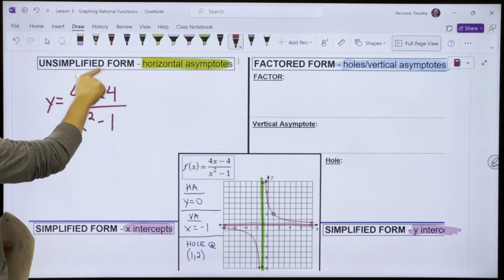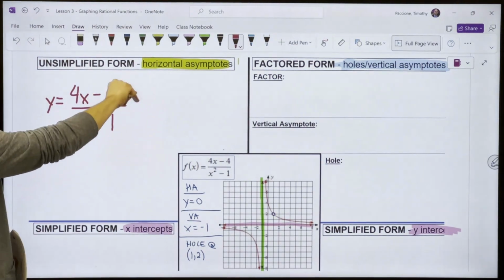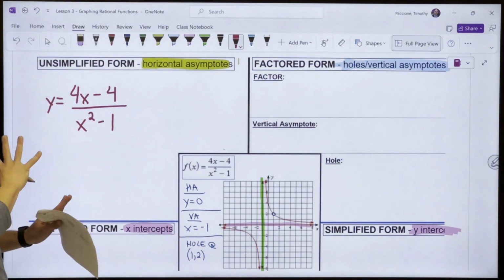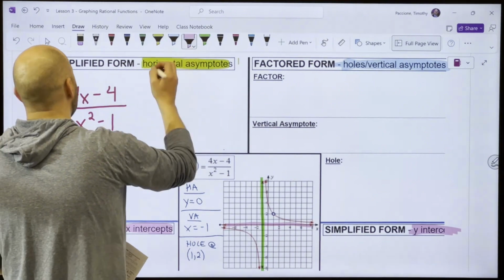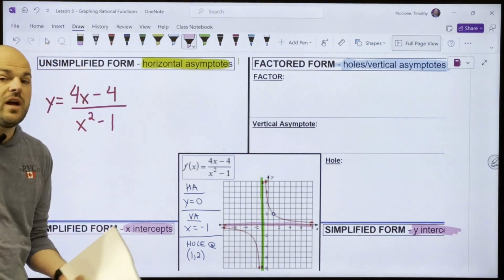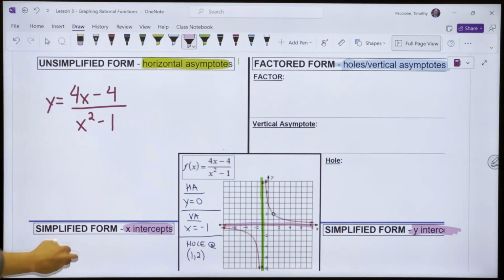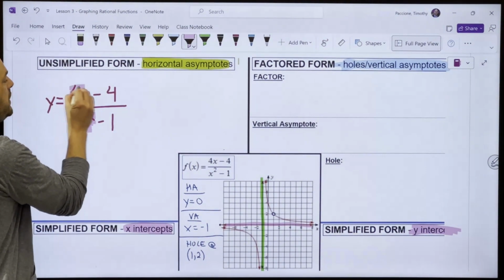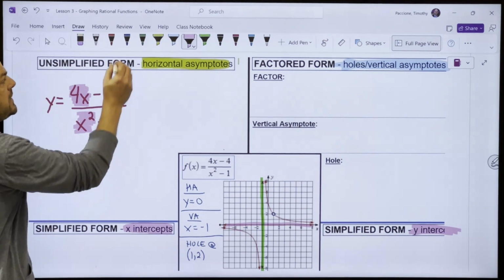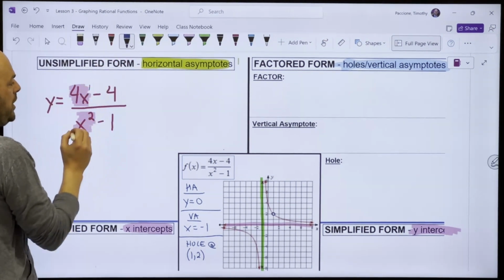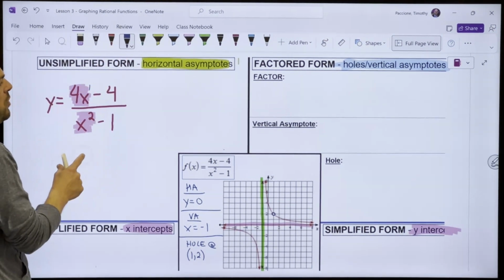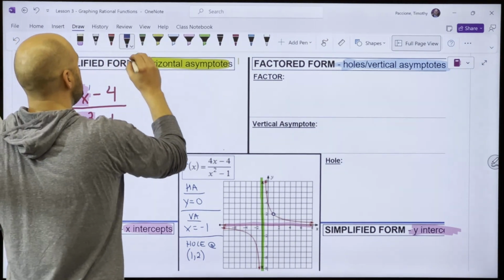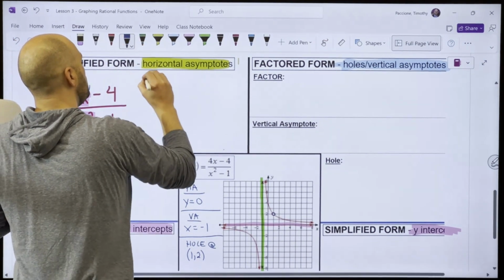Okay, so unsimplified, I'm not going to change this to find my horizontal asymptote. I'm looking right at this form. I'm not going to factor. I'm not going to do anything like that. Because to find your horizontal asymptote, you just look at the first term of the numerator and the denominator, and you compare the degrees. Now, this has a degree of 1. This has a degree of 2. Remember, we said that this is what's called bottom heavy.